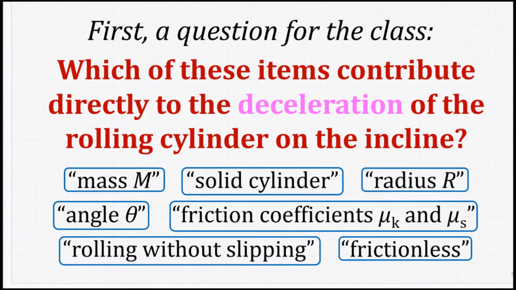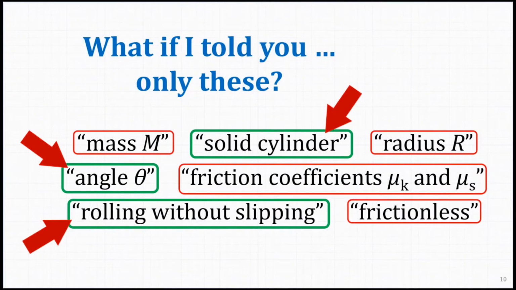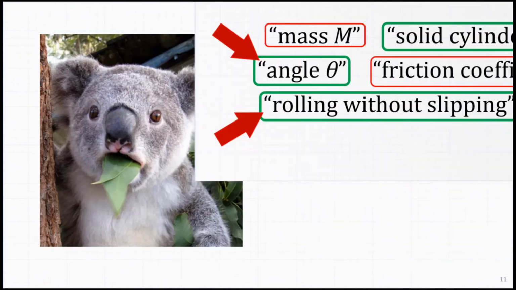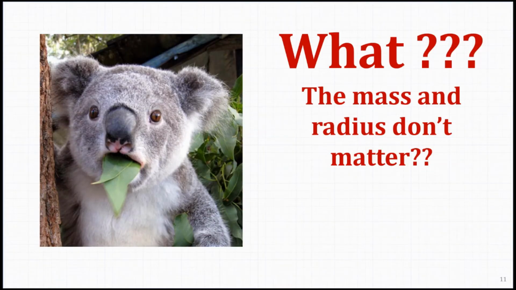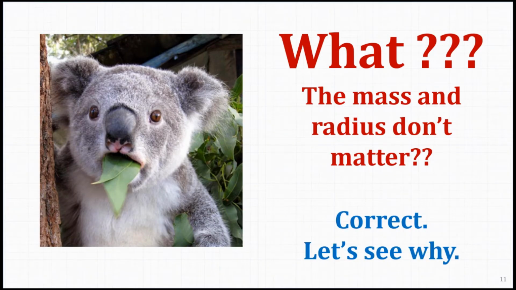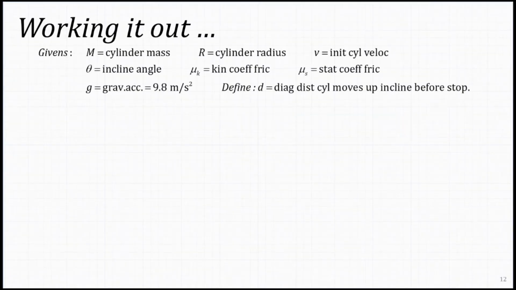Okay, did we figure this one out? What if I told you it was only these? The solid cylinder, the angle theta, and the fact that it's rolling without slipping. What? The mass and the radius don't matter? Correct. Let's see why. Working it out, we start with our givens, all the things that we were handed. Some of these we will need and some we don't.